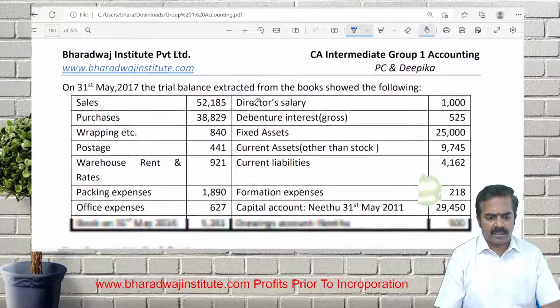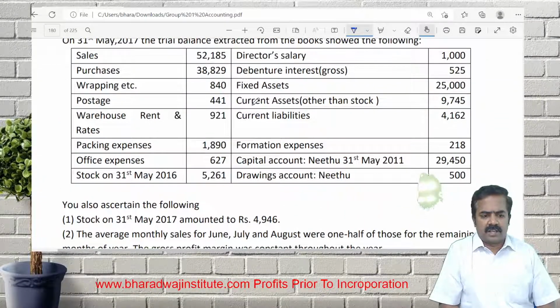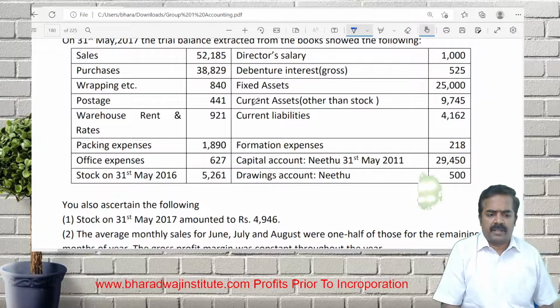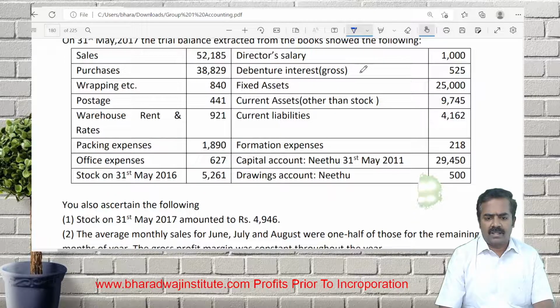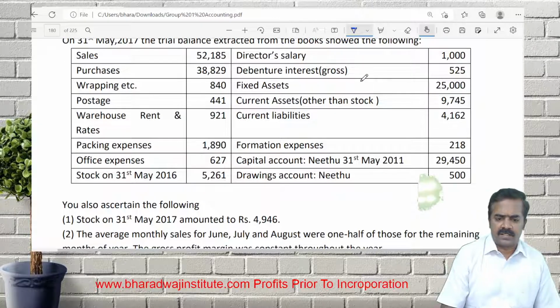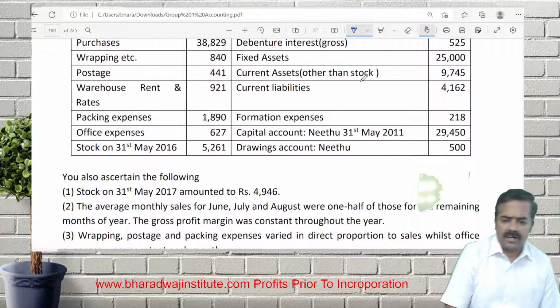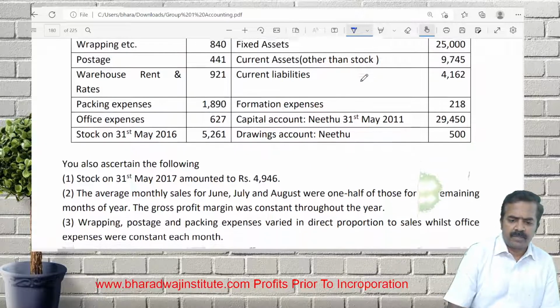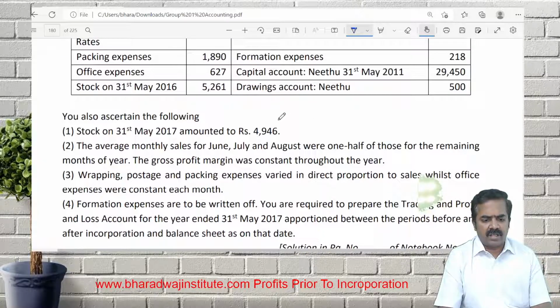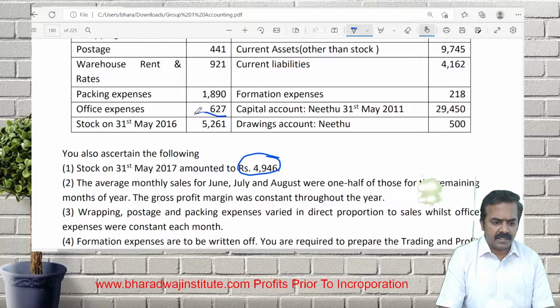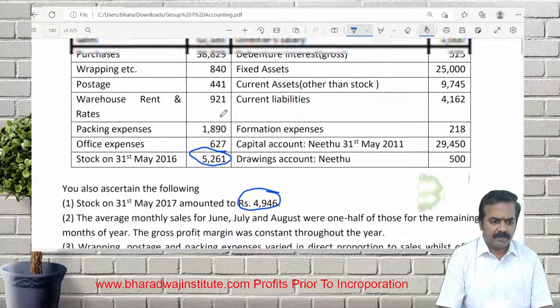Then read further. Sales, purchases, wrapping, postage, warehouse rent, packing expenses, office expenses. We are given opening stock, director's salary, debenture interest, fixed assets, current assets, current liabilities, formation expenses, capital account of Neetu, and drawings of Neetu. Then they have given closing stock. Yes, we are given opening stock.